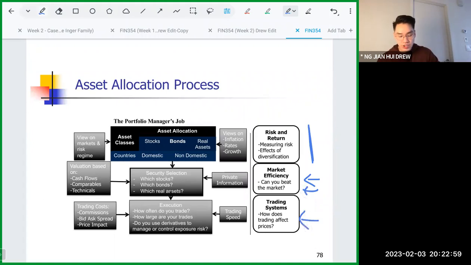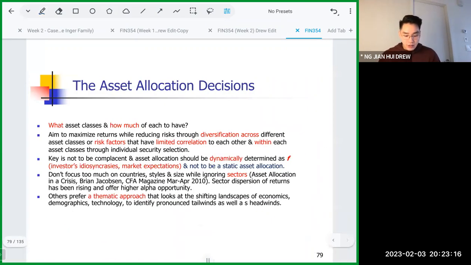What kind of strategy do you use, right? How often do you trade? What are the various costs involved? Are you using derivatives? So these are the trading costs, right? Bid-ask spread and all this. Okay, so these are some things to consider. All right, so these are more of the questions you should be thinking about when you do asset allocation.